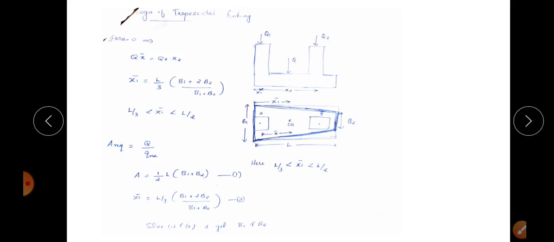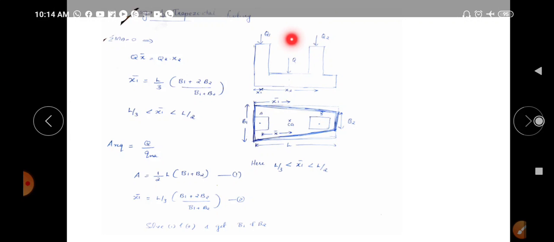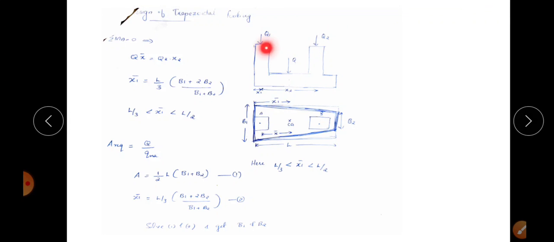So first equate the moment at the point A, that is sigma MA is equal to 0. So from that the equation becomes Q into this distance X bar is equal to Q2 into this distance X2, that is we are taking moment at this point. So we can calculate X bar from this equation. X bar is equal to Q2 into X2 by Q.